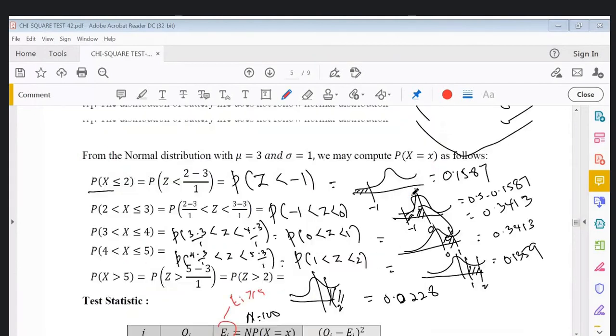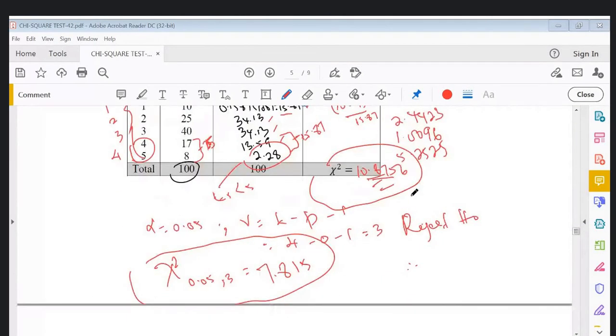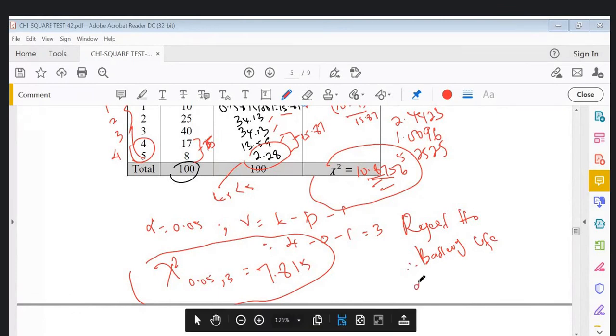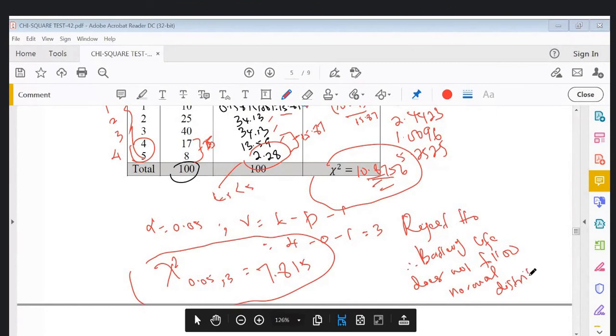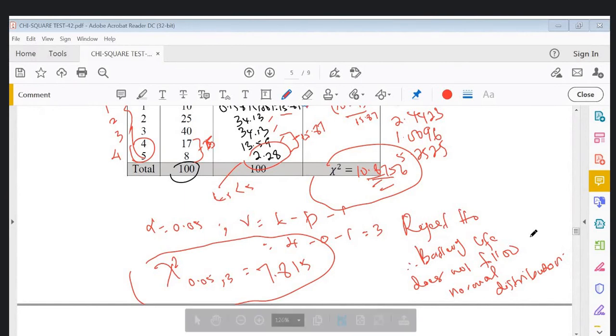Okay, the battery life. You can make the conclusion: the battery life does not follow normal distribution. If we accept, it means battery life follows normal distribution. Okay, I think it is okay.